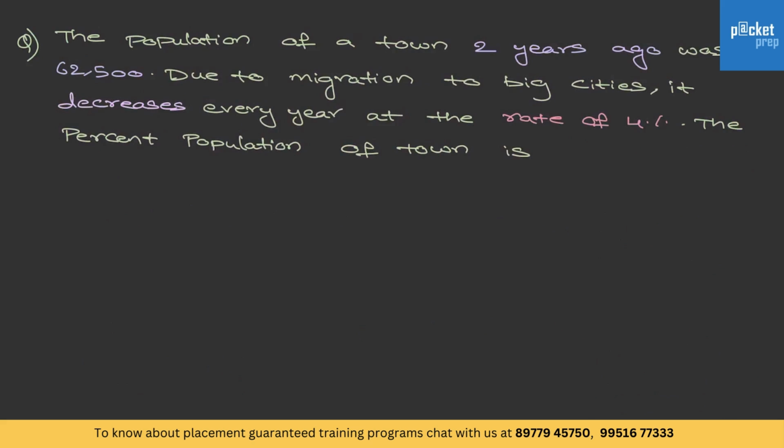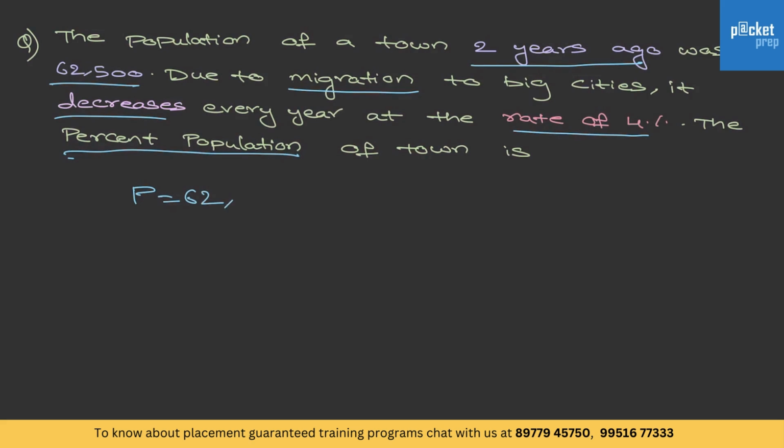In this, given 2 years ago, the population is 62,500 and they have migrated to big cities, so it decreased every year at a constant rate of 4%. So they're asking us the present population. Let's take P is equal to 62,500 and it is decreased at a constant rate of 4%. So whenever they give us the population 2 years ago or 2 years after, and if they ask us to find the present, let's take P as the original value now and find it after 2 years.